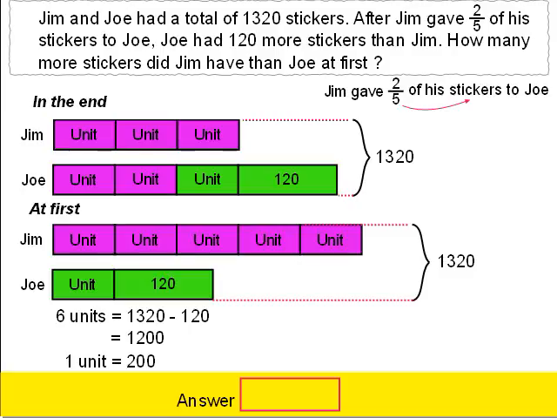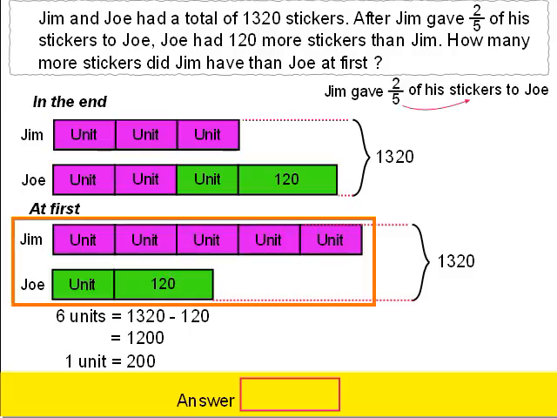The question asks, how many more stickers did Jim have than Joe at first? So we look at the model at first. Jim had 5 units, Joe had 1 unit and 120. So by finding the difference, we can do cancellations. Whatever we cancel from Jim, we cancel from Joe: 1 unit from Jim, 1 unit from Joe. So from here we know that Jim had 4 units and Joe had 120.